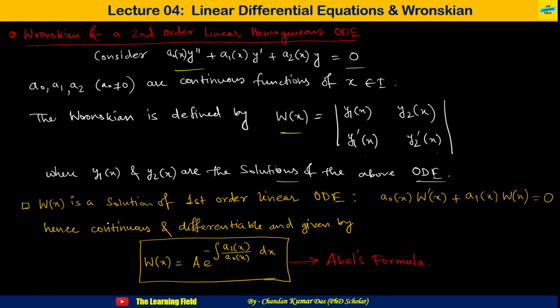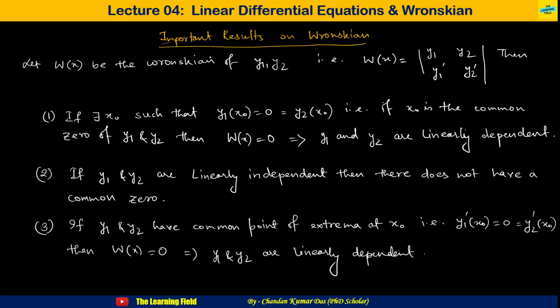Now W(x) is a solution of a first order linear differential equation, hence the continuous and differentiable solution is given by this. So we can find the Wronskian, if the differential equation is given, by using this shortcut formula, which is known as Abel's formula. Fine. We come to examples after some important results. So these are very important results.